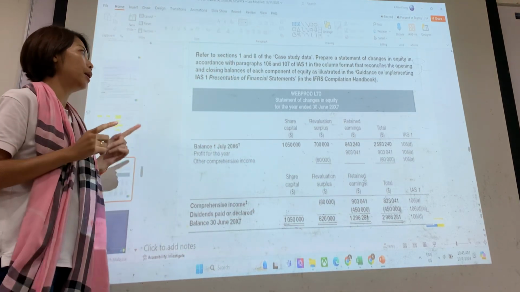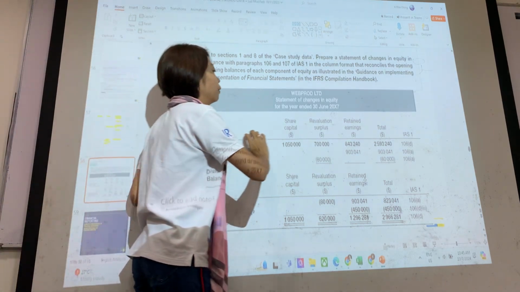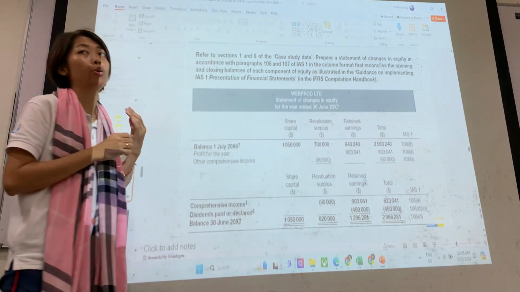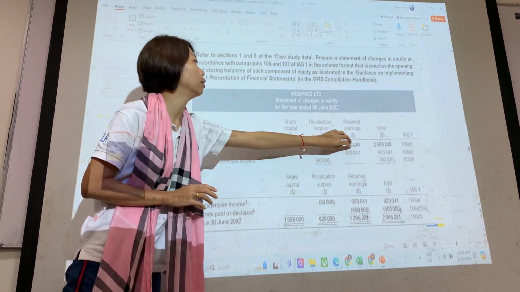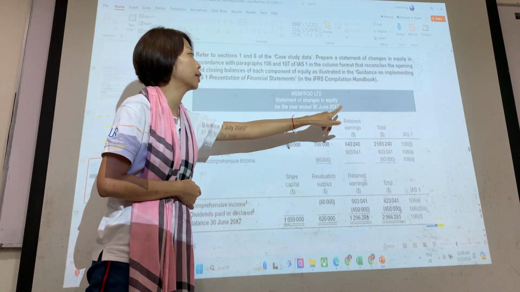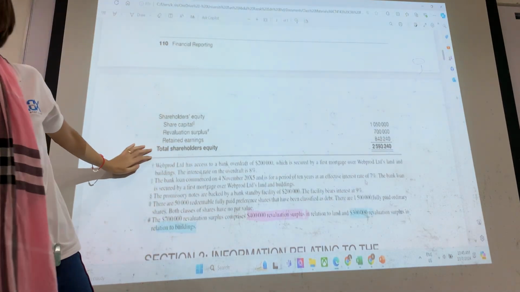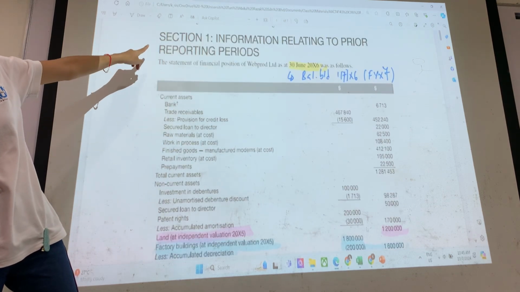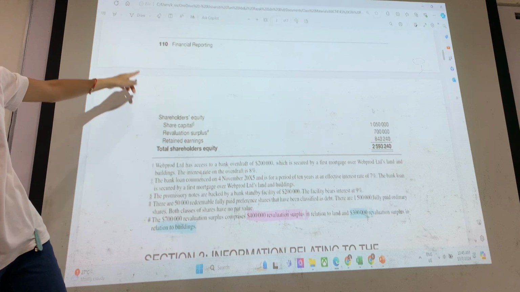So one more time, I'll repeat. Statement of changes in equity, your balance brought down. First row, you copy from the trial balance, opening balance. Copy, paste one by one, from share capital, revaluation surplus, and retained earning. That's from section 1. Section 1, this is the balance brought down. You go to the second page, 111.